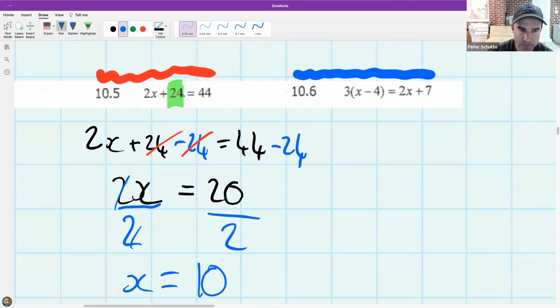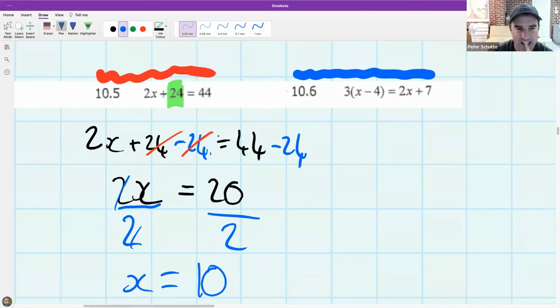So basically, if you think about what I did, I just rewrote the equation in black. And then I said, I'm going to do the same thing to both sides. What did I do to both sides? It's written in blue. What did I do? You took away 24 from each. Okay. Now, why did I take away 24 and not 25?